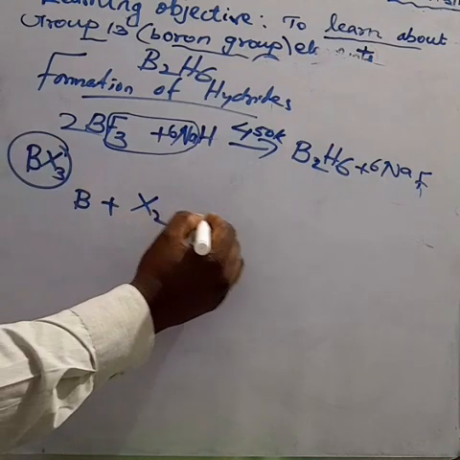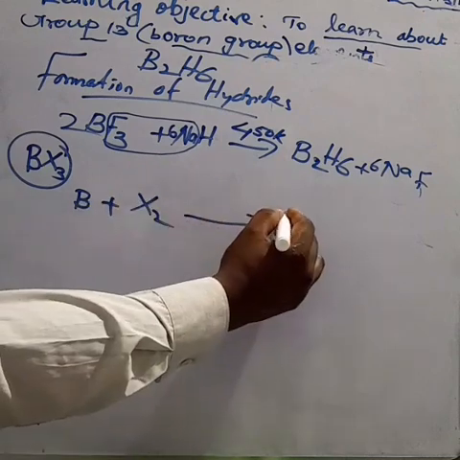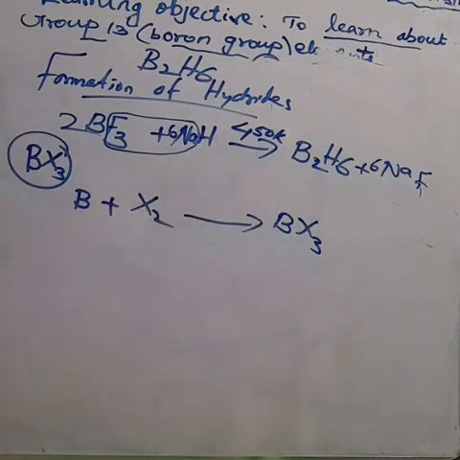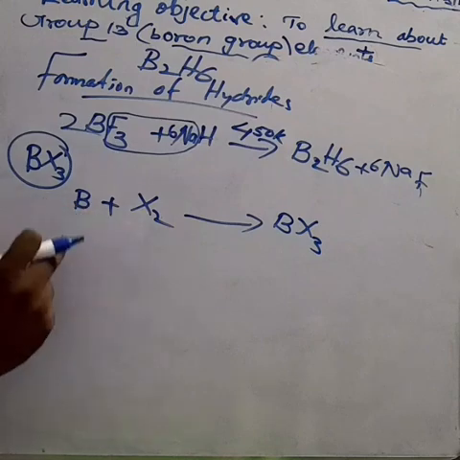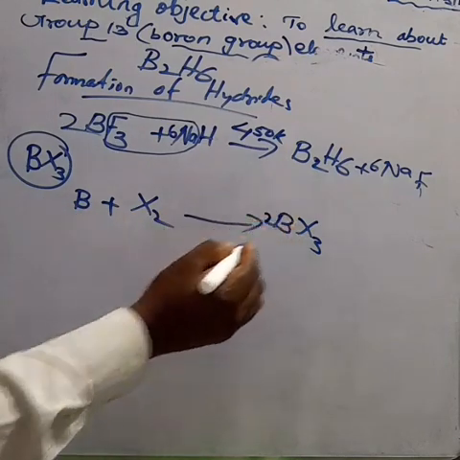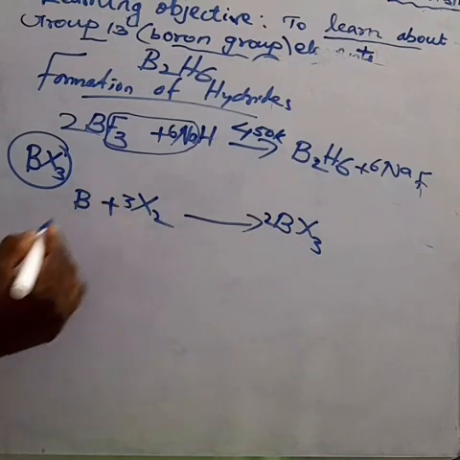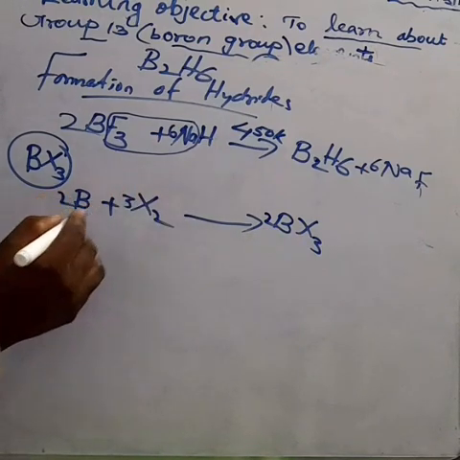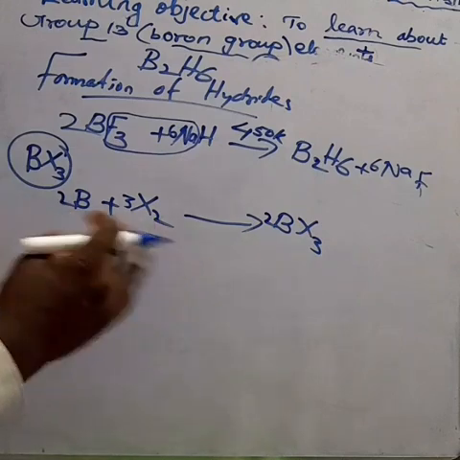We get BX3, boron trihalide. How can you balance the equation? Here X is 2, here it is 3. So make it 2 here, make it 3 here. The halogen is balanced. What about the boron? Make it 2 here. Now the equation is balanced.